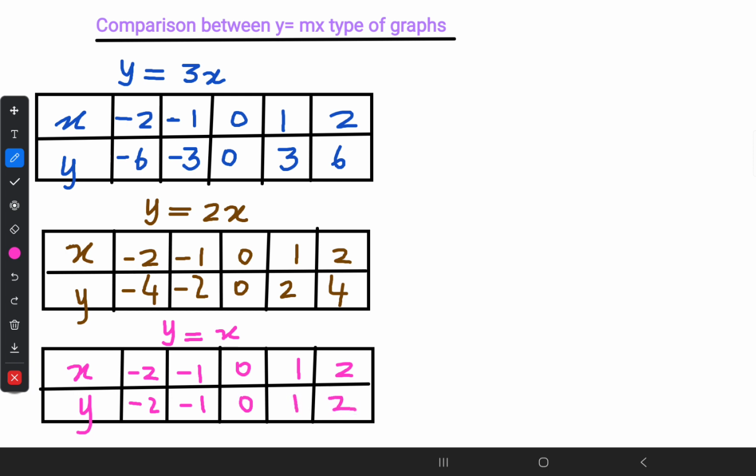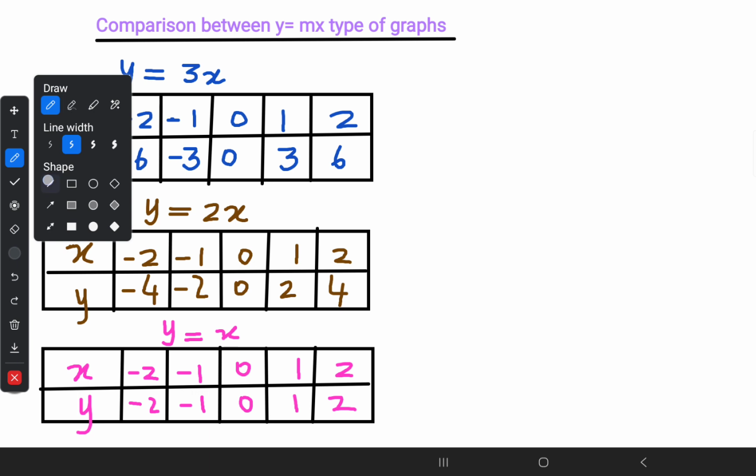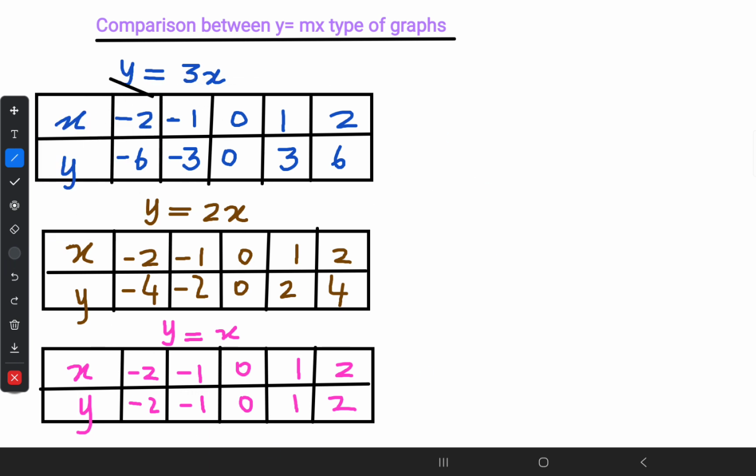Now let's plan and show the graphs. Because we are going to plot all of them in the same Cartesian plane, you have to plan properly. The minimum y value amongst all three graphs would be negative 6, and the maximum is positive 6. The other values, negative 4, negative 2, are in between these two values. In x, the minimum is negative 2 and the maximum is positive 2 in all the cases. So that is easy.